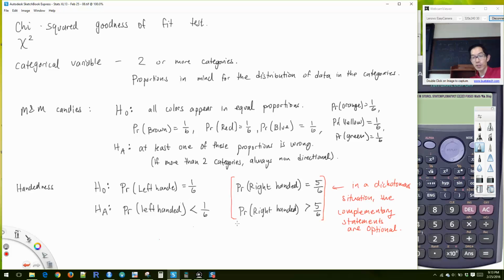And this is the only situation. So only in situations where you have this dichotomous thing can you have directional alternatives. Okay. So only when you have two categories can you have a directional alternative.